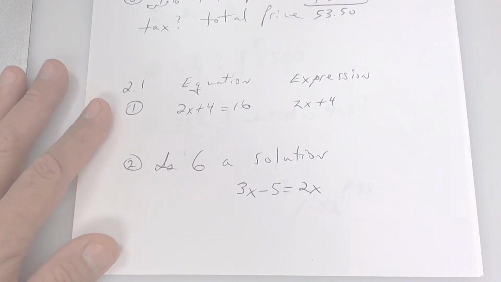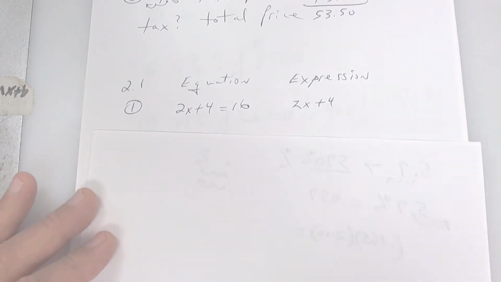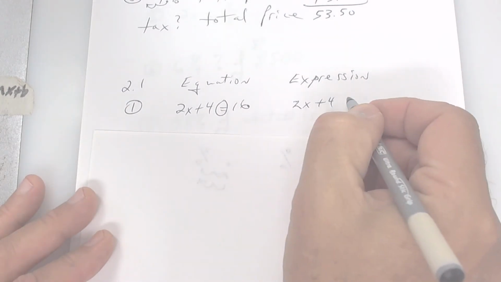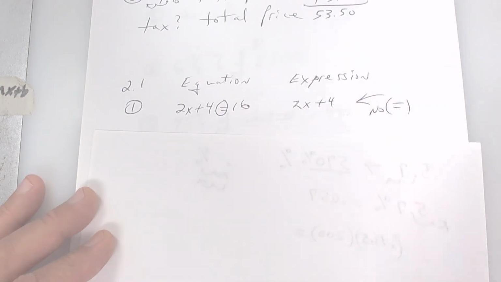Copy this down on a new sheet of paper. Put down section 2.1. We're going in to chapter 2. So take a look here. An equation has an equal sign. Make sure you know that. An expression has no equal sign. Write that down.